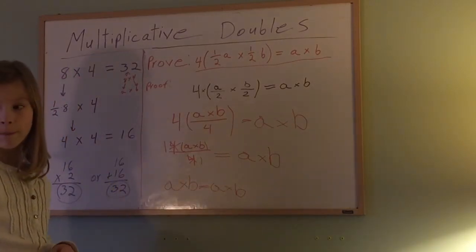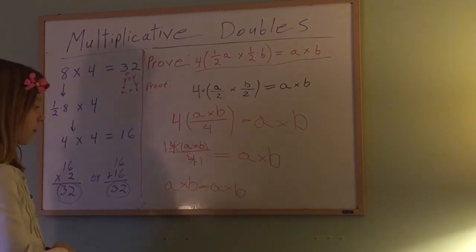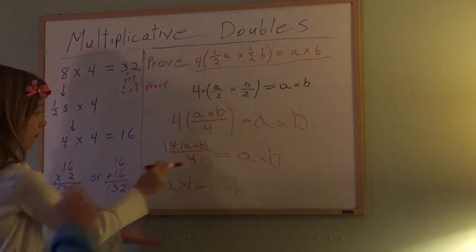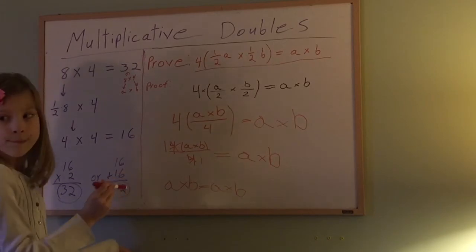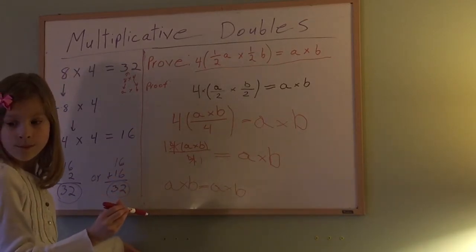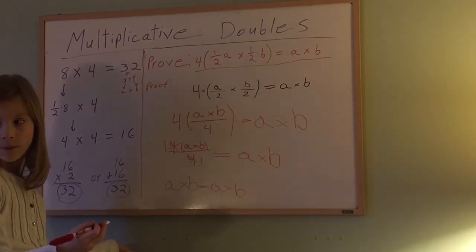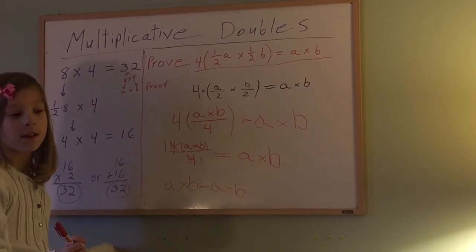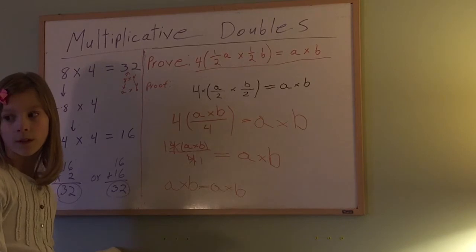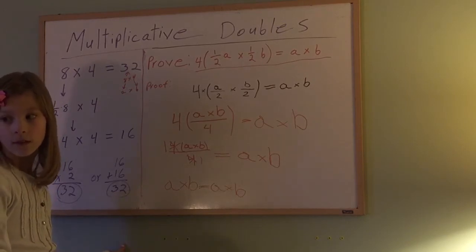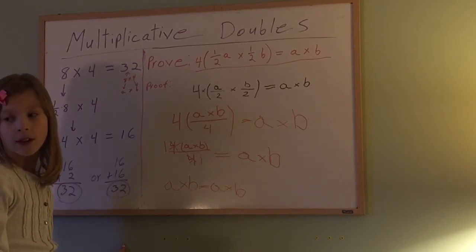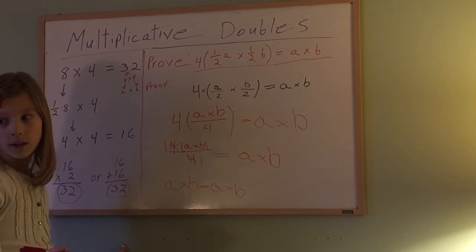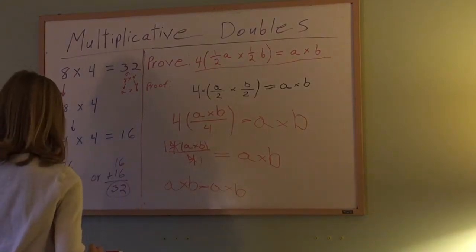That's right. And the 1 times a times b in this step right here in your numerator, why is that just a times b? Because of which principle? 1 times anything is itself. Is that thing. And which principle is that? The identity property. Very good.